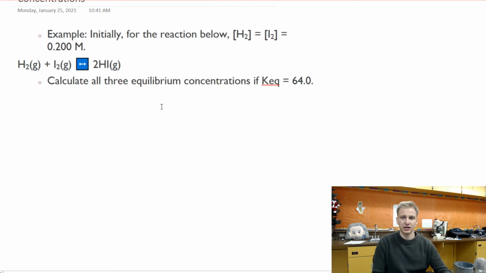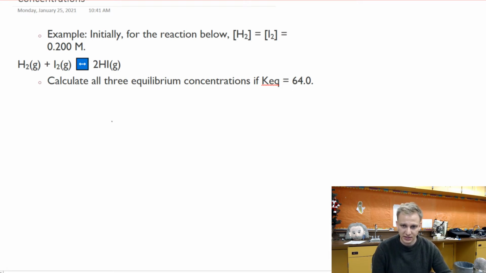So we have the question here. Initially, for the reaction below, we have H2 and I2, the concentrations of those equal to 0.200 molarity. And then we have this general equation given to us. We're asked to calculate all 3 equilibrium concentrations if KEQ is equal to 64.0. So again, this is the constant of equilibrium. It'll allow us to establish what concentrations exist at equilibrium.